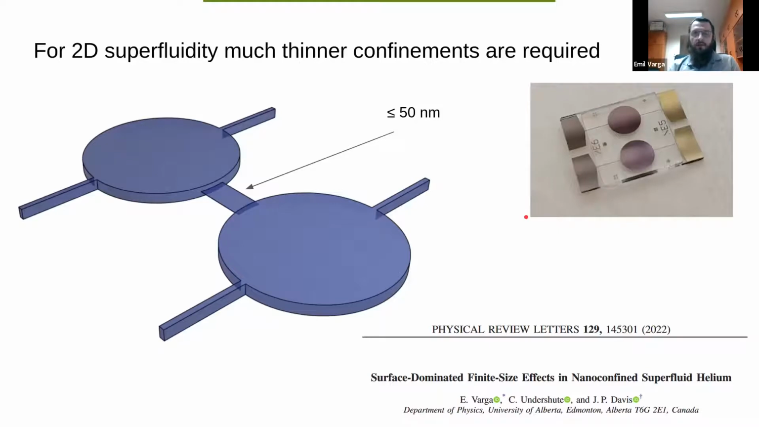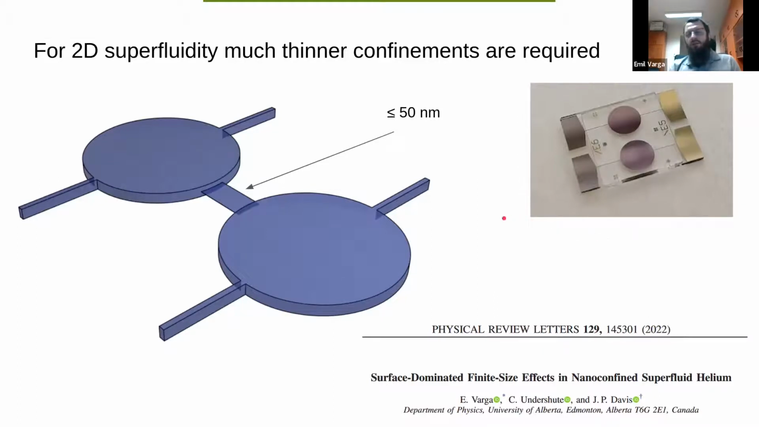But as we said, to observe these finite size effects with a micron scale confinement, we would have to have much higher temperature stability than our fridges were capable of. So instead, we created a confinement which is much smaller, 50 nanometers or less, and this resulted in this paper. If you want to find out more.